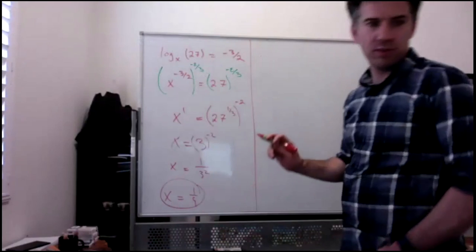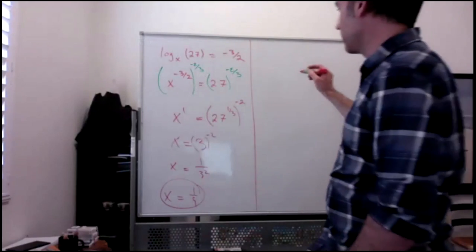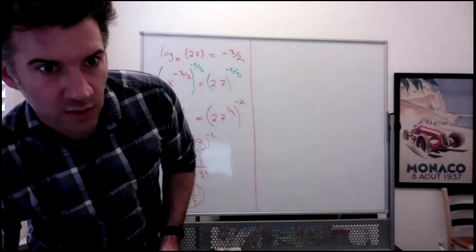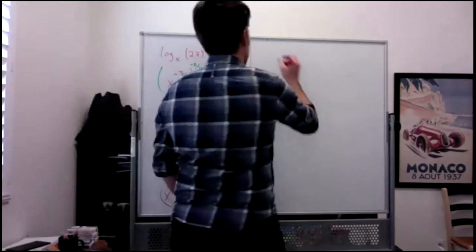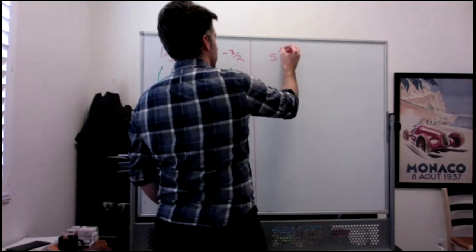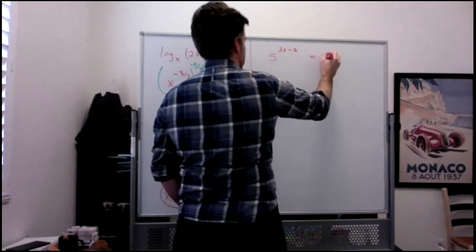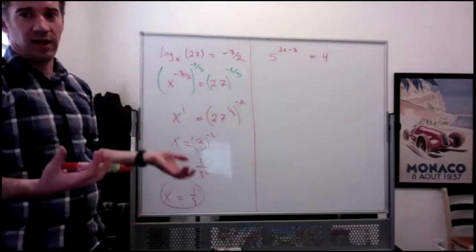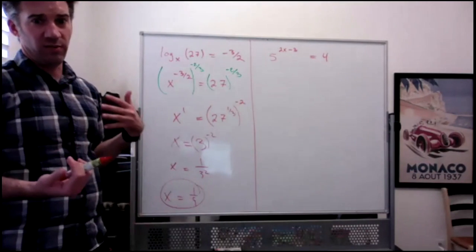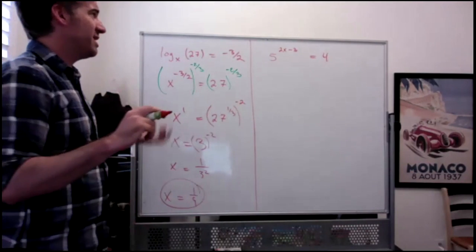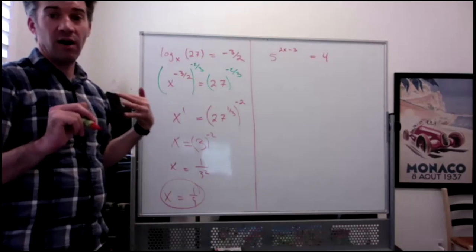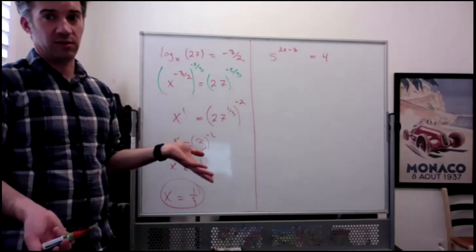All right, let's do number 5 here, which is solving 5 to the 2x minus 3 equal to 4. And again, I want to point out, there are really two ways you can go about this. You could rewrite this completely as log base 5 of 4 equals 2x minus 3.